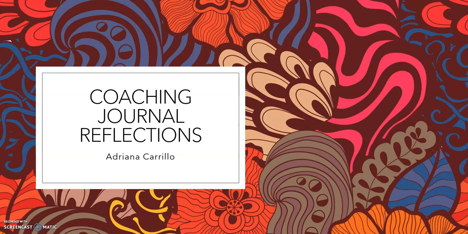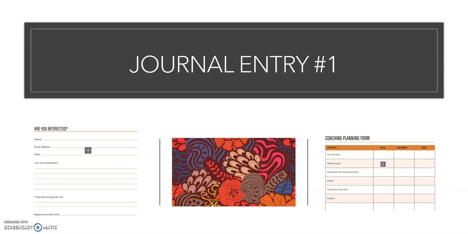Today we're going to focus on journal entry number 1, preparing to coach. This was the planning stage. After reading Jim Knight's coaching book, The Impact Cycle, I went back and looked at his coaching planning form in order to fully prepare to begin this coaching process.